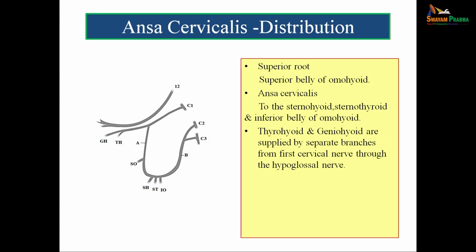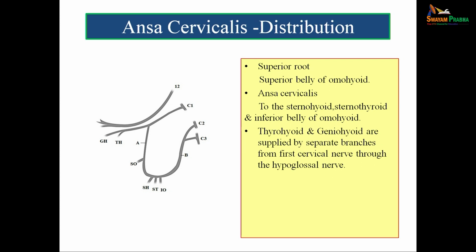The superior root supplies the superior belly of omohyoid. You can see that A in the figure is supplying SO. SO means superior belly of omohyoid. Now, the loop, that is the ansa cervicalis, is supplying the sternohyoid, sternothyroid and inferior belly of omohyoid, marked by SH, ST and IO in the figure.